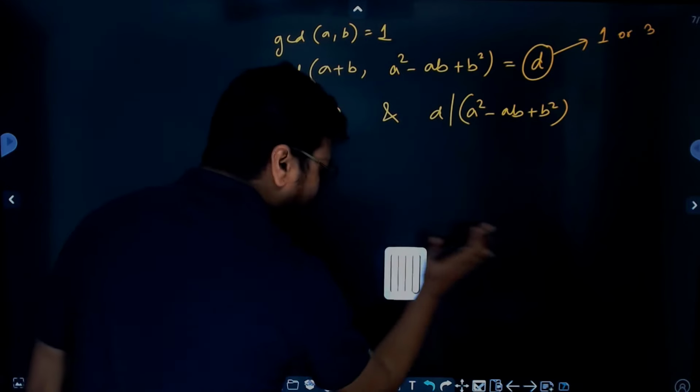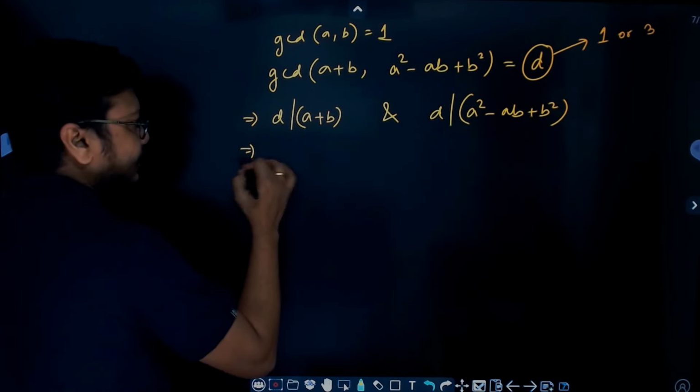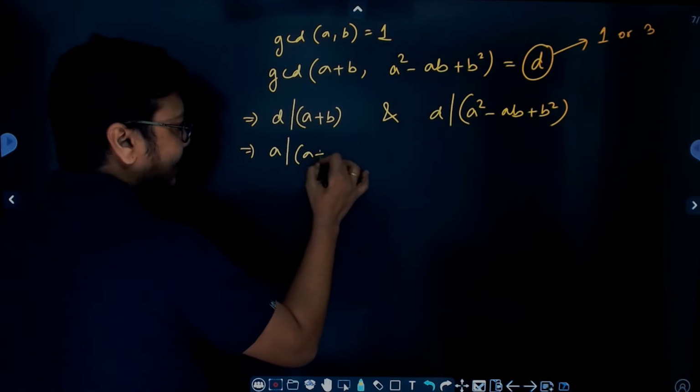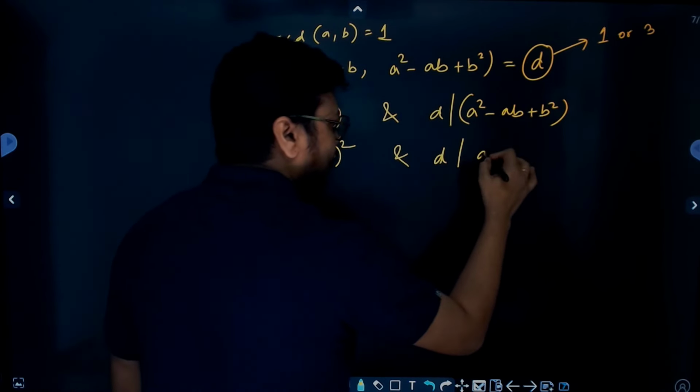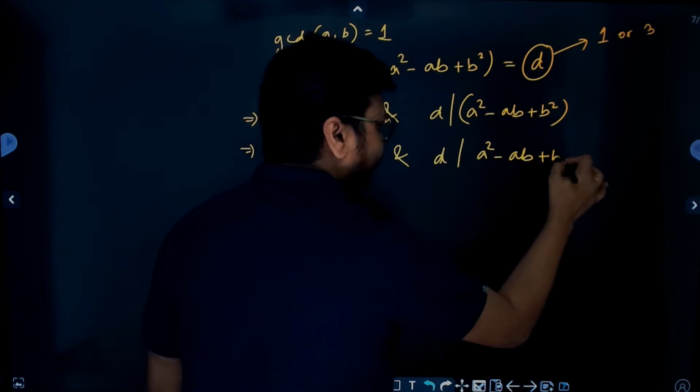So if I apply that over here, I can say that d divides a plus b whole square, and keeping this same, I'm not changing anything in this part.